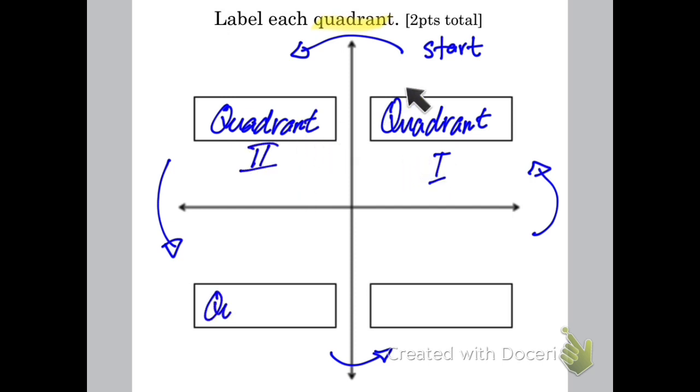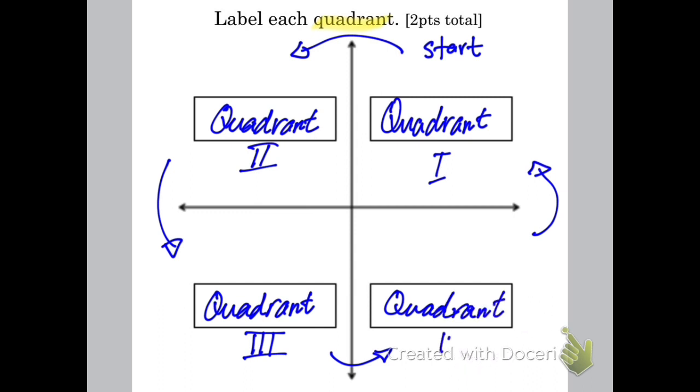So this is quadrant 2. Again, it starts on the top right. This is quadrant 2, so that's counterclockwise, meaning the opposite of an analog clock. Then you have quadrant 3, and you continue with that rotation, and that's going to be quadrant 4 here. And that's it. That's really the only thing that you need to know regarding the quadrants.